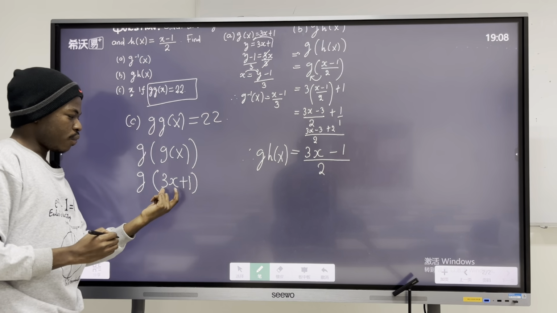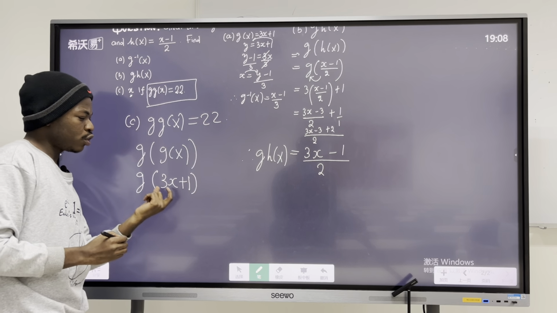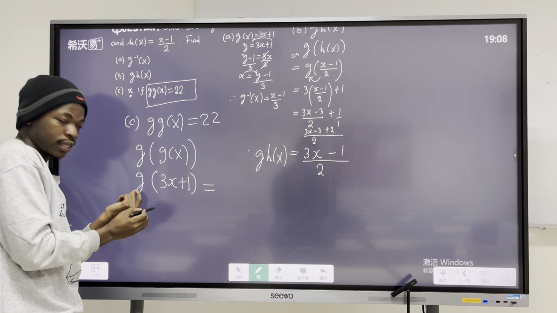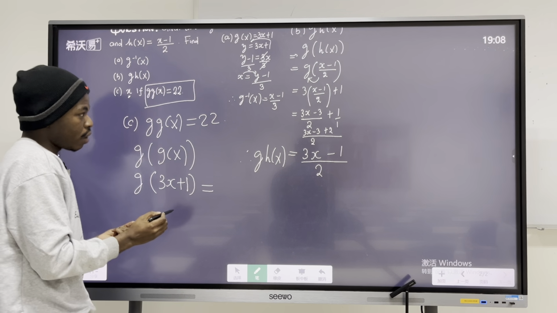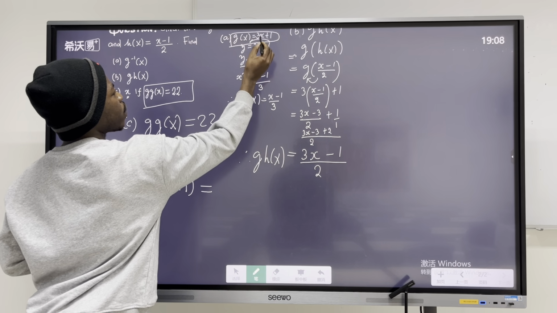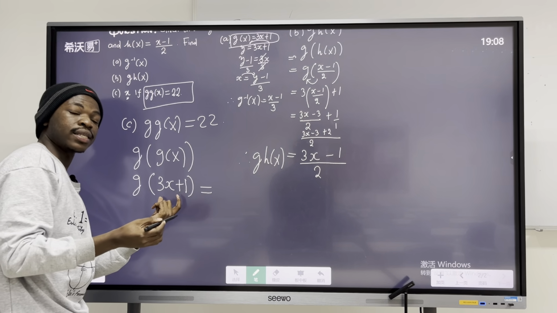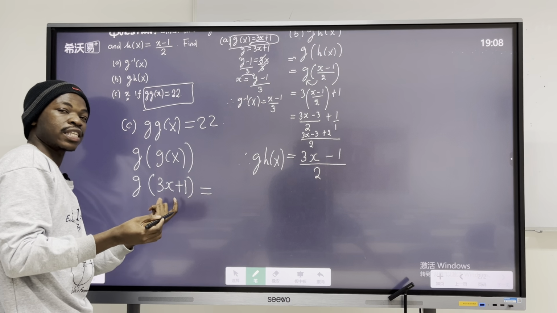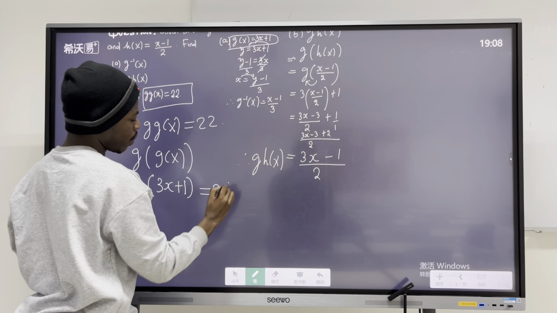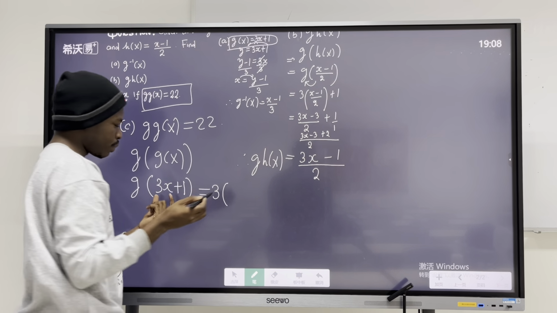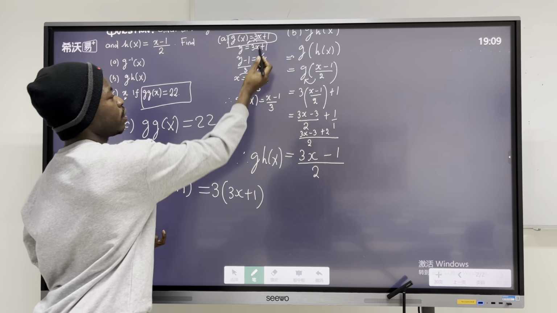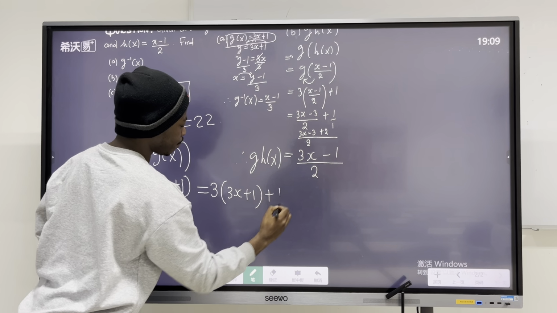So it's like we have g of 3x plus 1. But what do we do with this? Remember, this thing should go where there is x in this function g. So where there's x here, we should put what is inside there. Now what is inside is 3x plus 1. So where there's x, remember we have a 3 there. Now where there's x here, we remove that and put 3x plus 1. But everything else would remain the same, plus 1.